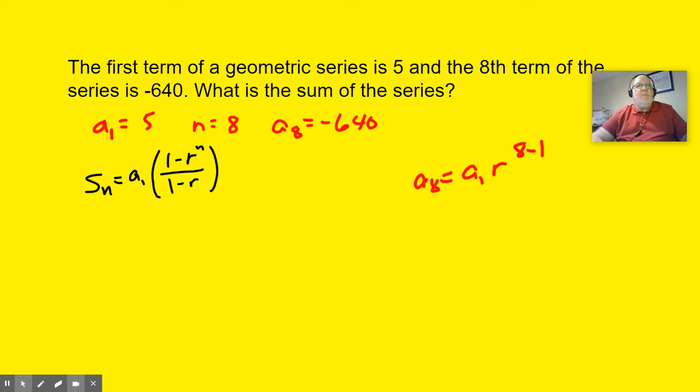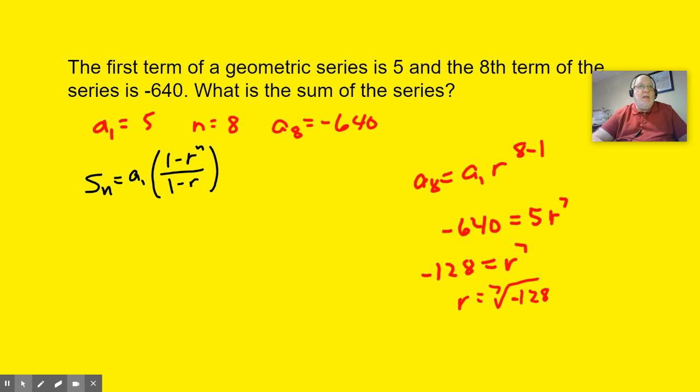So we step to the side. We know that the 8th term is equal to a sub 1 times r to the 8 minus 1 power from our term formula. Negative 640 equals 5 r to the 7th. So when we divide by 5, we get negative 128 equals r to the 7th. r is equal to the 7th root of negative 128.